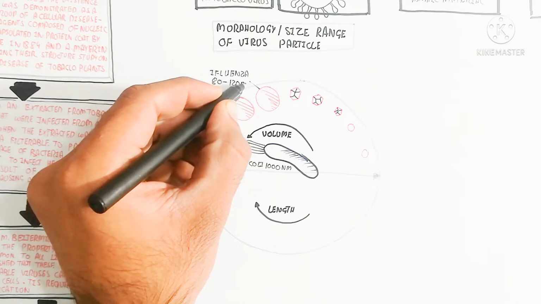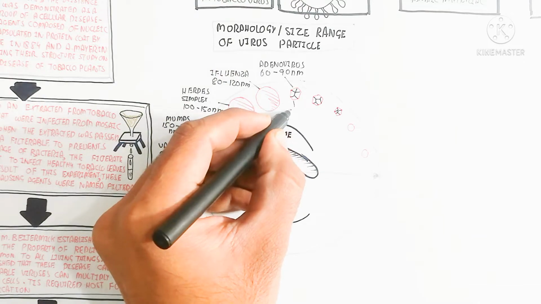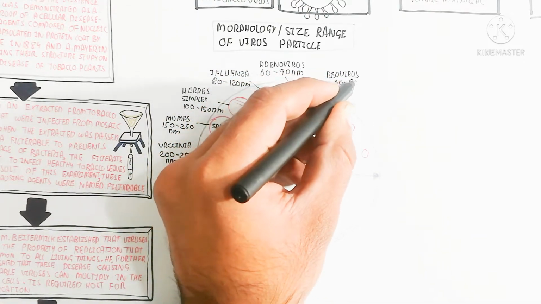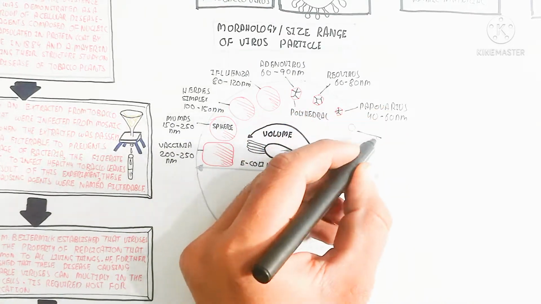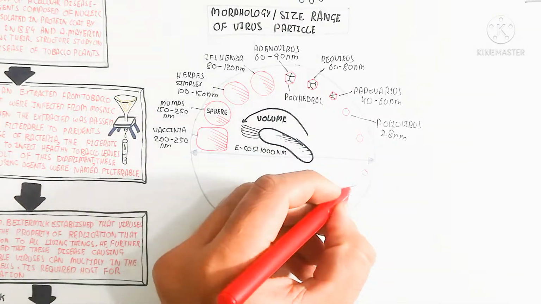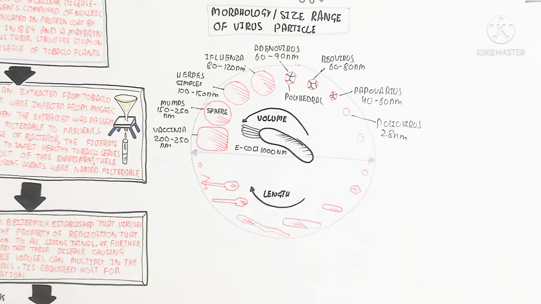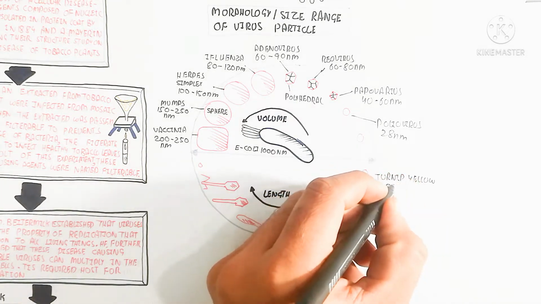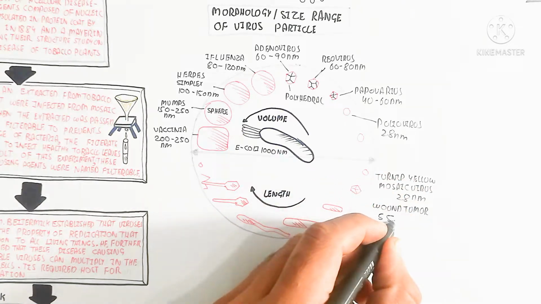The herpes simplex virus is 100 to 150 nanometers, the influenza virus is 80 to 120 nanometers, and adenovirus is 60 to 90 nanometers. It is polyhedral. The reovirus is 60 to 80 nanometers, the papovavirus is 40 to 60 nanometers, and the poliovirus is 28 nanometers. That was volume based, and here we will discuss length based.